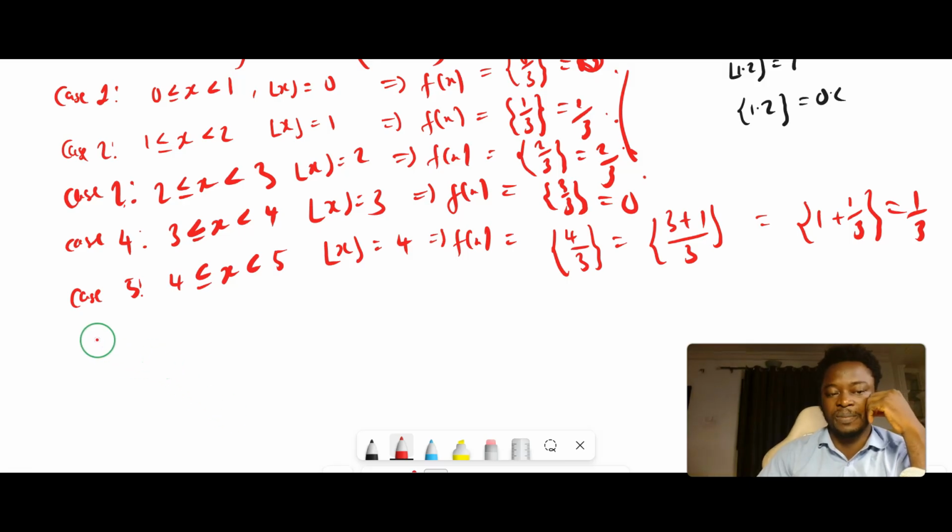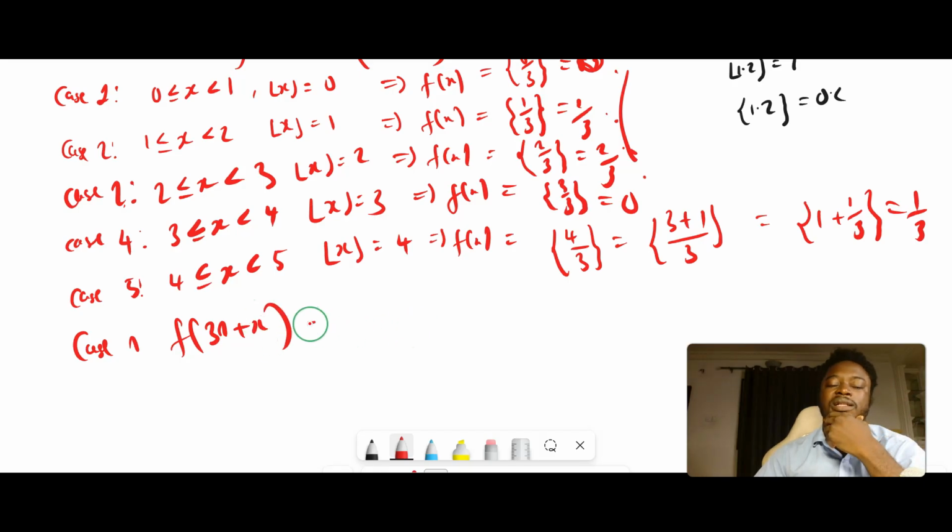Let's say we have case n. Let's try f of 3n plus x, what do we get? Well, you will get the fractional part of the floor of 3n plus x, all divided by 3.